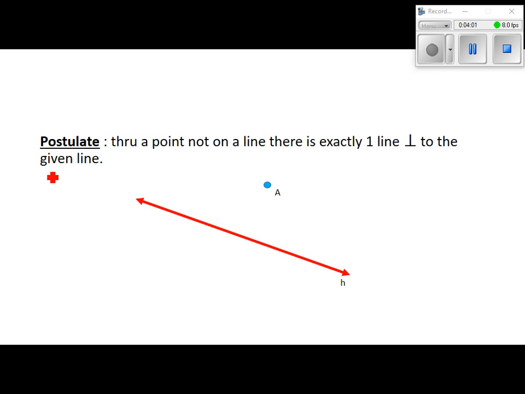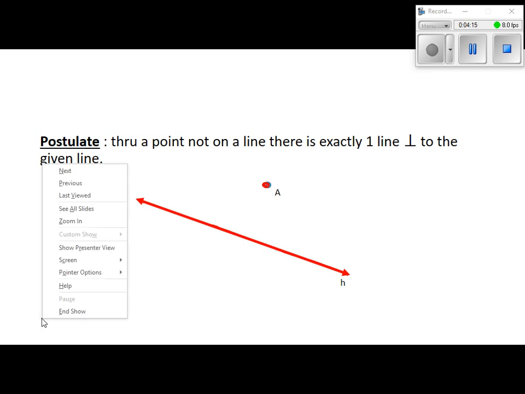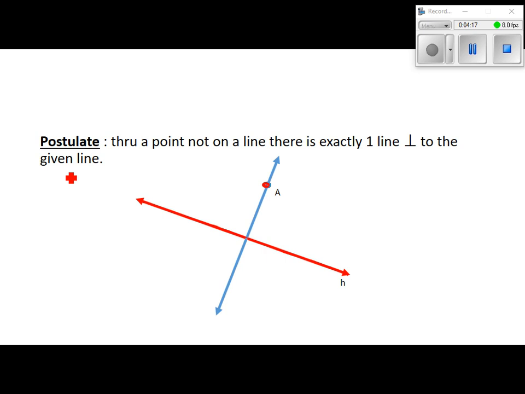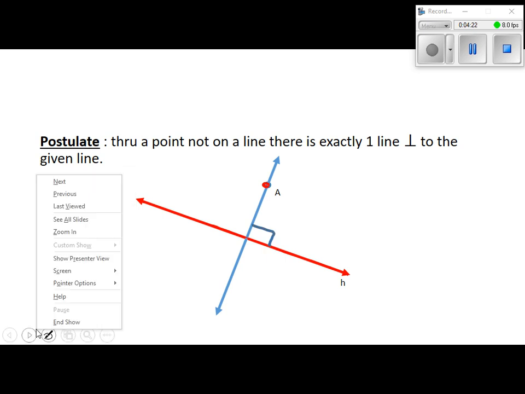To a point not on the line, this is another postulate. There's exactly one line that's perpendicular to the given line. So again, we got line H here. There's only one line that goes through point A in our world that is going to form right angles with line H. And that would be that line. Remember that little box means perpendicular?